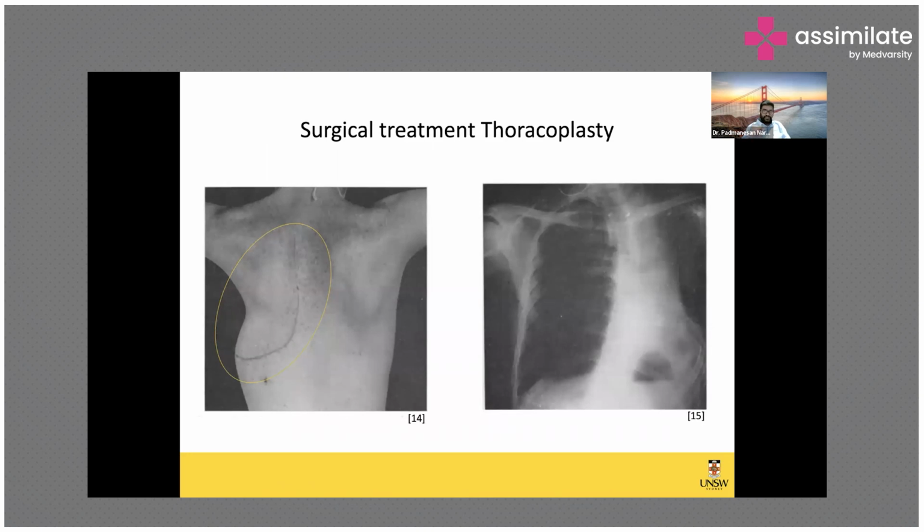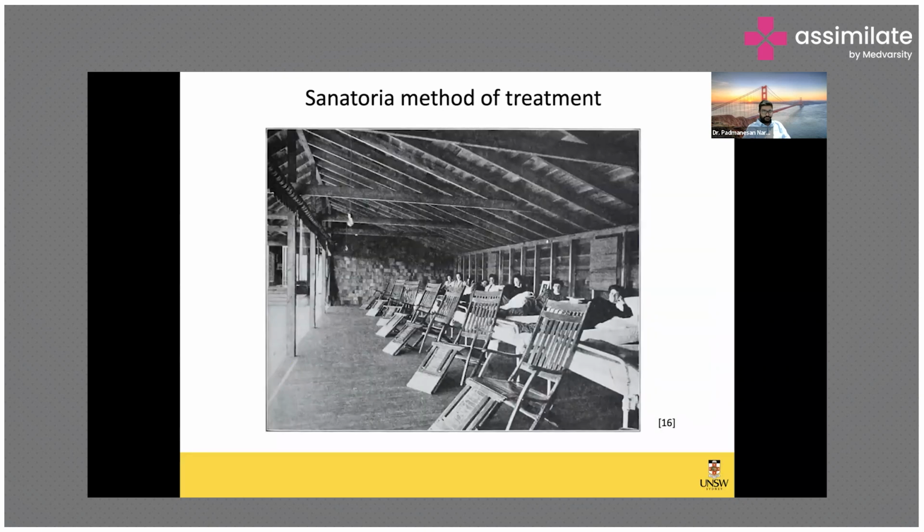I want to highlight these treatment strategies for a particular reason, and you will know at the end of the next 2 minutes. So before drugs were introduced, medical treatment was introduced, you literally had to resect a portion of your lung, and that's called thoracoplasty. And then came the sanatorium method of treatment.